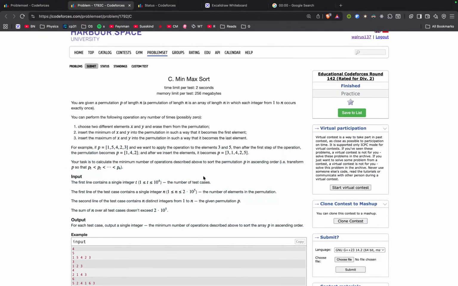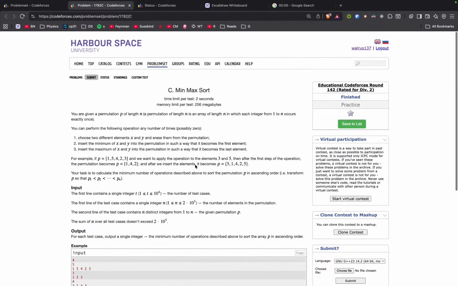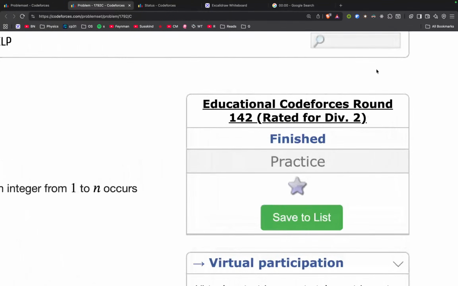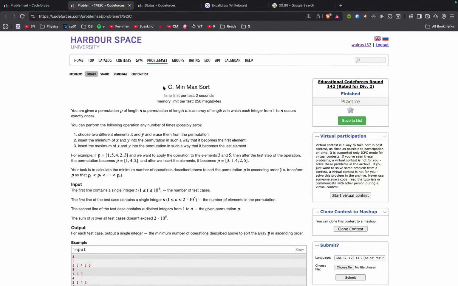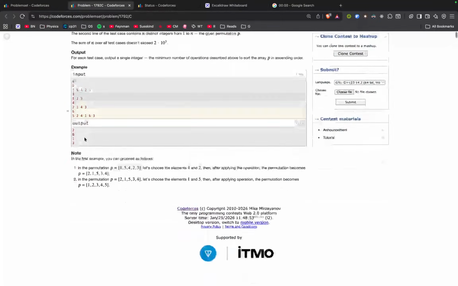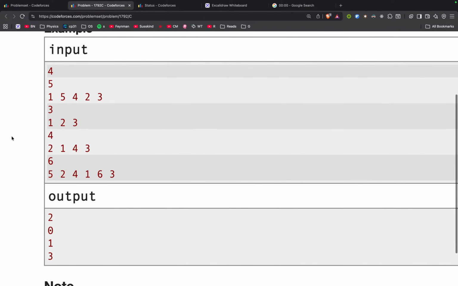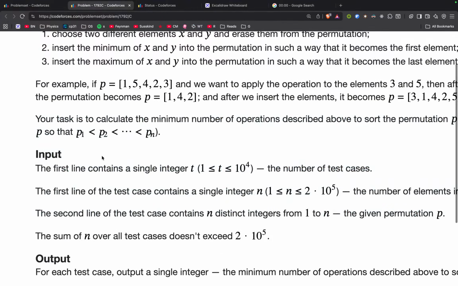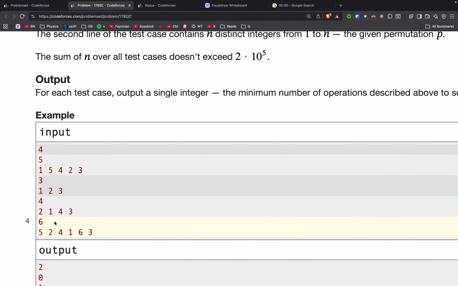Yep, this was an educational round. So educational rounds are cool. Min max sort. Yep, min max sort, educational round. Cool.